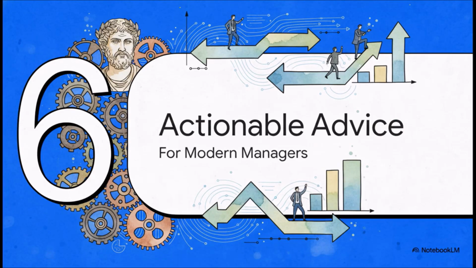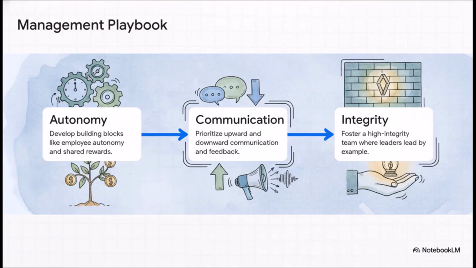Finally, let's wrap up with Section 6, actionable advice for modern managers. Look, you definitely don't need to be a $10 billion government contractor to use this playbook. You can completely replicate this success on a local level. Step 1. Start treating your team members like entrepreneurs. Give them real autonomy and an actual stake in the rewards.